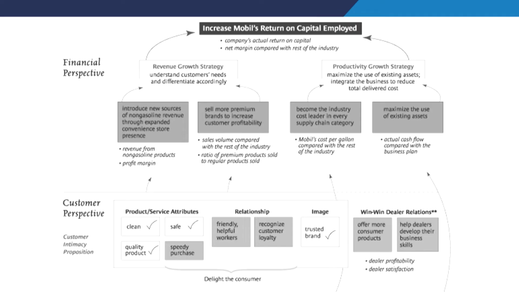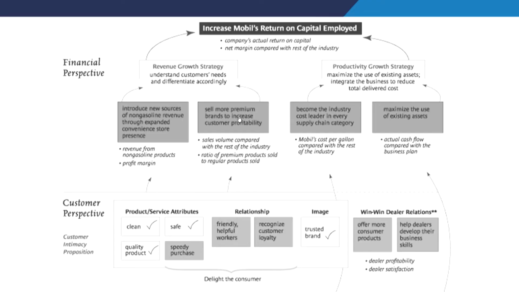One, introduce new sources of non-gasoline revenue through expanded convenience stores. Near the gasoline dealers and agencies, as the customer wanted, they created some convenience stores which would sell other products useful for the customers, and thus it could be a benefit for Mobil. The second point for improving revenue was to sell more premium brands to increase customer profitability, since customers were ready to pay a premium.